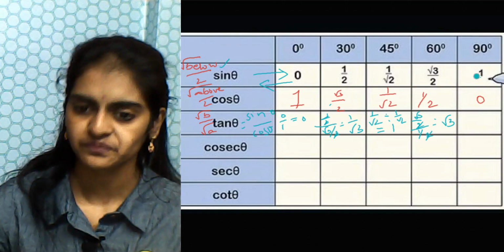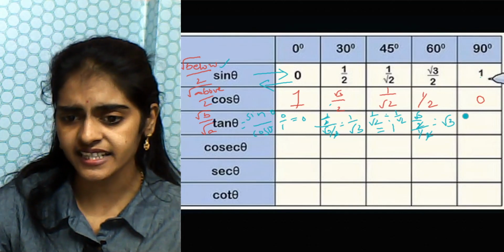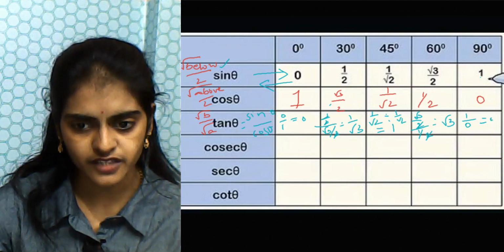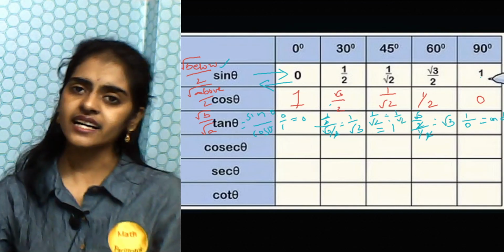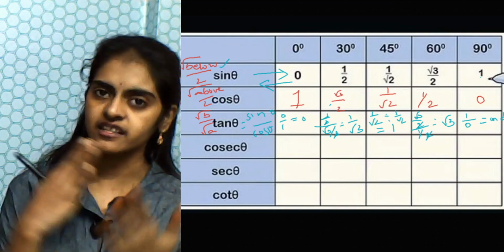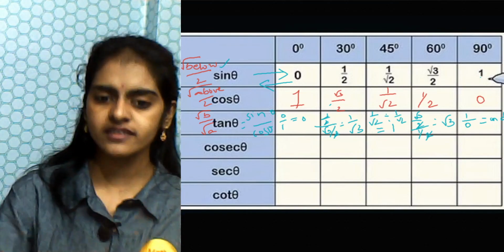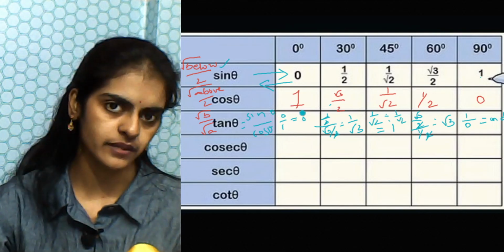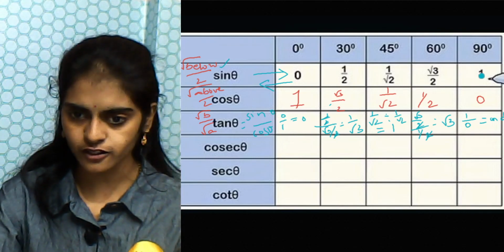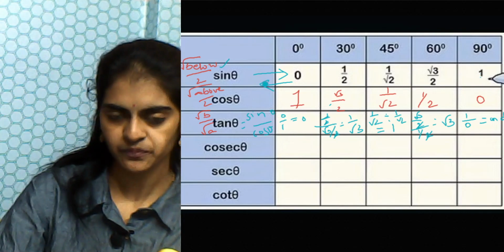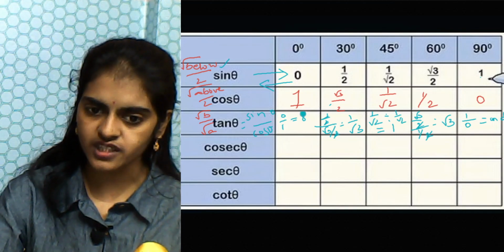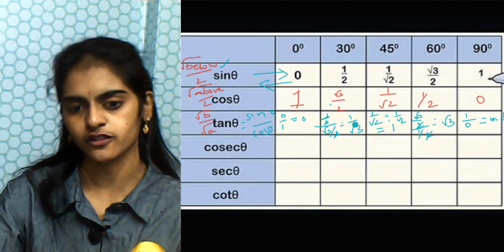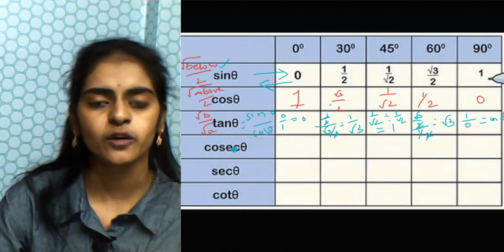Now sine 90 is 1, cos 90 is 0. So 1 divided by 0 gives you undefined. Clear? So in this way, you can use either the finger trick or you can use this trick which I am telling you right now to fill the table. If you get the sine values, cos values are just the reverse order. If you get sine and cos values, tan is nothing but you simply divide these two values, you will get tan values. Clear?